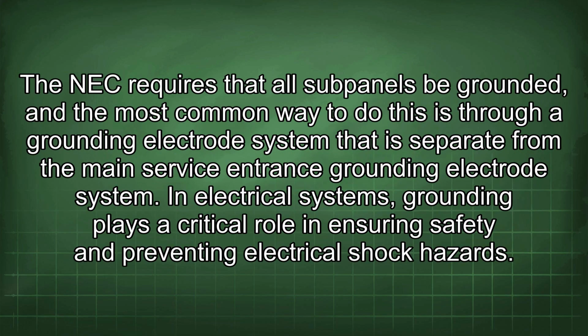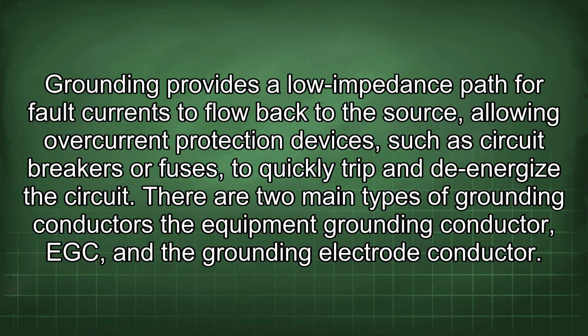The NEC requires that all subpanels be grounded, and the most common way to do this is through a grounding electrode system that is separate from the main service entrance grounding electrode system. In electrical systems, grounding plays a critical role in ensuring safety and preventing electrical shock hazards. Grounding provides a low impedance path for fault currents to flow back to the source, allowing overcurrent protection devices, such as circuit breakers or fuses, to quickly trip and de-energize the circuit.